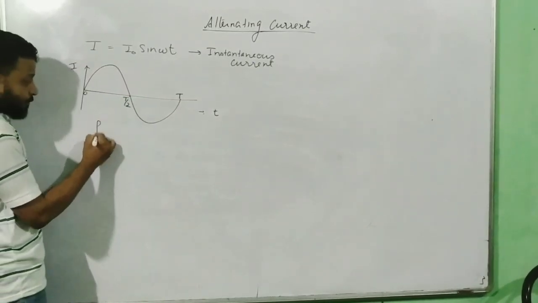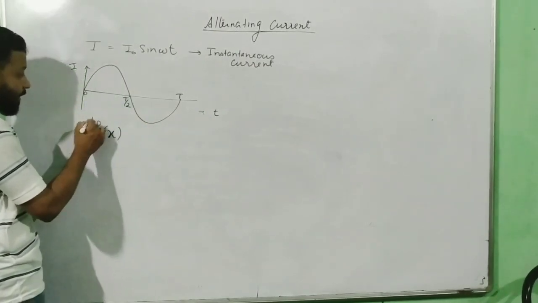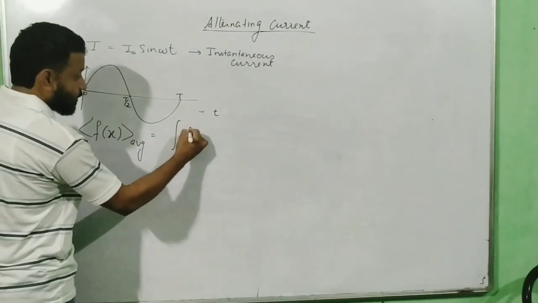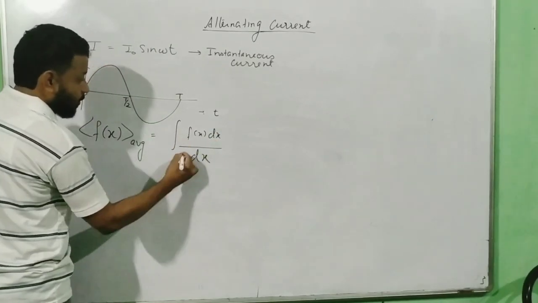Now for any function f of x, if you have to find the average of that function, it has one very simple formula: the integral of f(x) dx divided by the interval over a cycle.